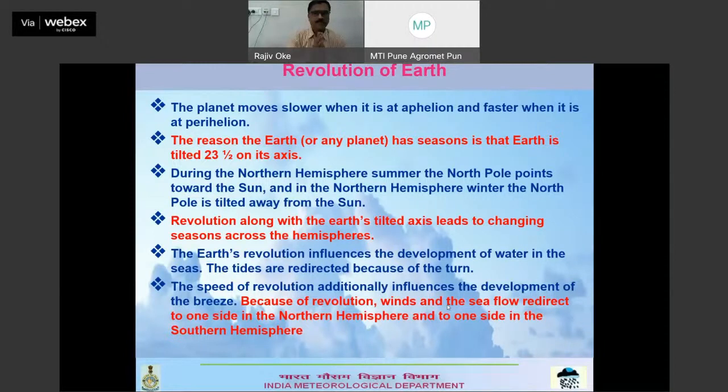Because of revolution, winds and sea flow are redirected to one side in the northern hemisphere and to the other side in the southern hemisphere.